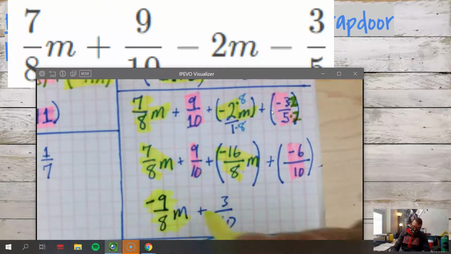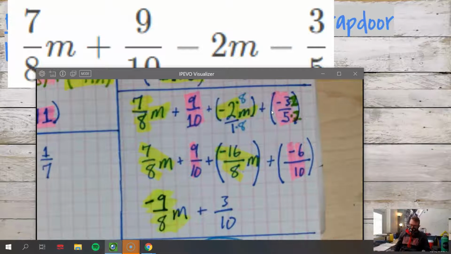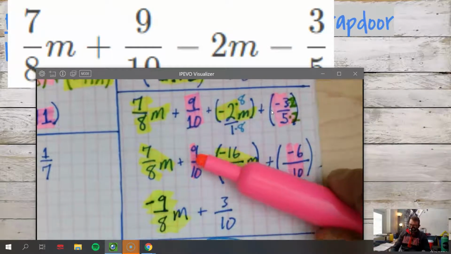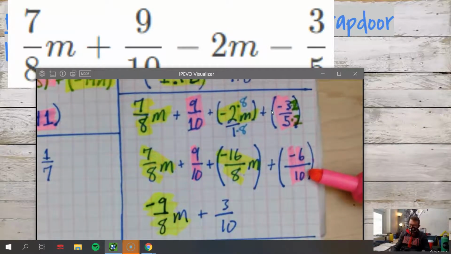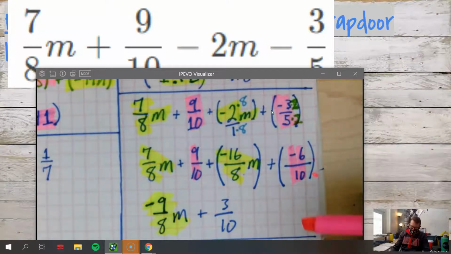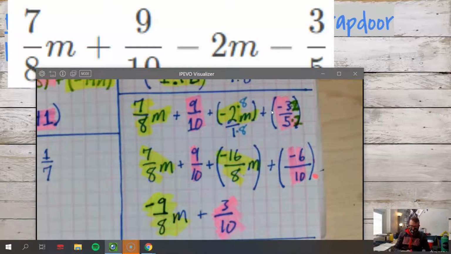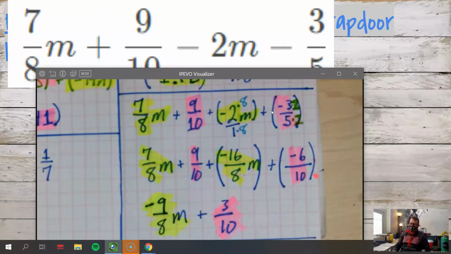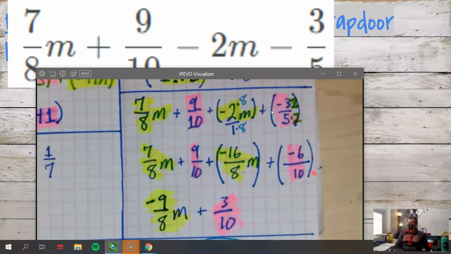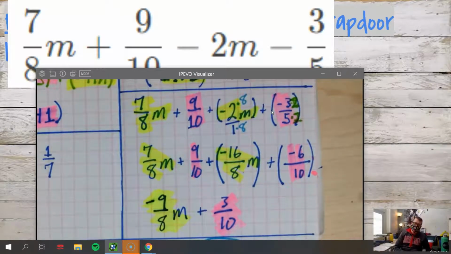So our constants combine to -9/8 m. Our 9/10 and -6/10 combine to give 3/10. Yes. Any questions on this? Now I can't guarantee that this week's quiz will have fractions and decimals. I might just do all whole numbers this week. But eventually, you will have to show mastery using the rational values. Gwen?